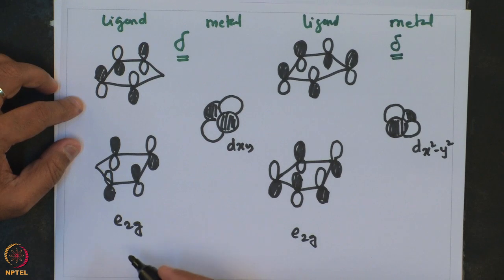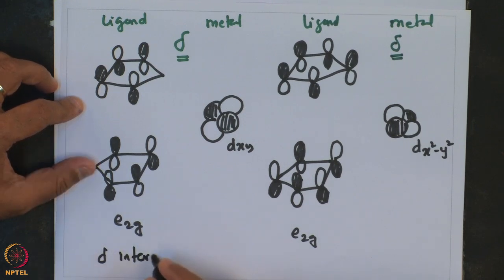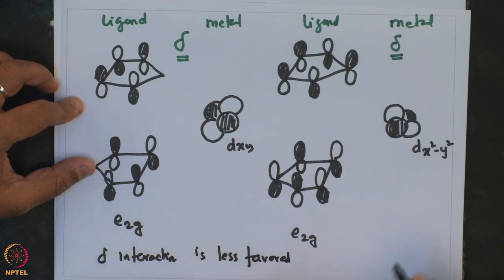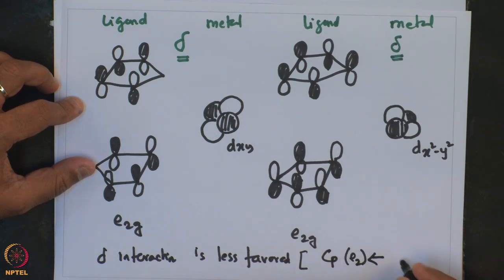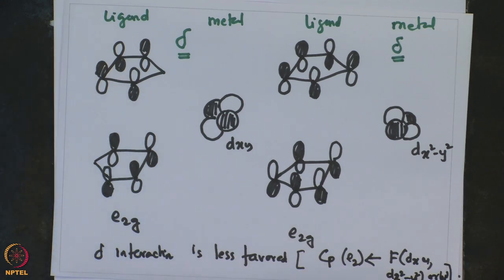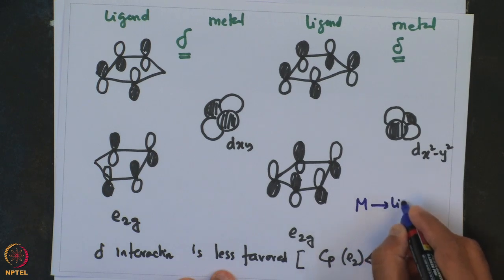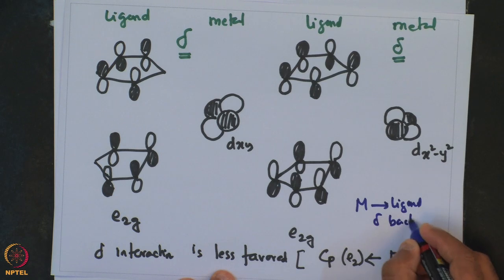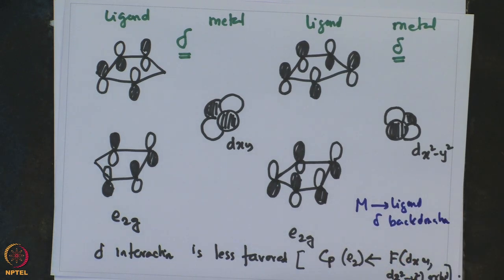So, what we see is that the delta interaction is a weak interaction and also is less favored, and it involves a dative bond between the Cp E2 ligand orbitals and the iron dxy or dx square minus y square orbitals. So, this is a metal to ligand delta back donation, and hence this is a weak interaction.